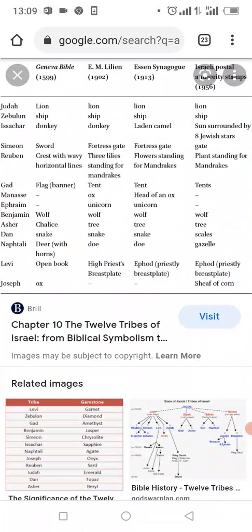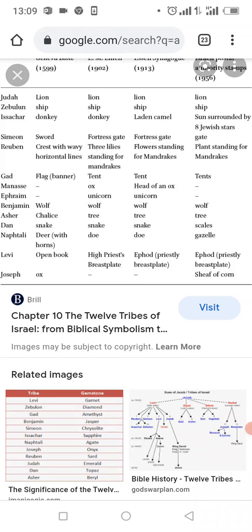But it speaks about how the different tribes have their different symbols, and these symbols represent what they do. And this is according to the gifts that they were given by their father when he was blessing them. So I'm just going to go through them.